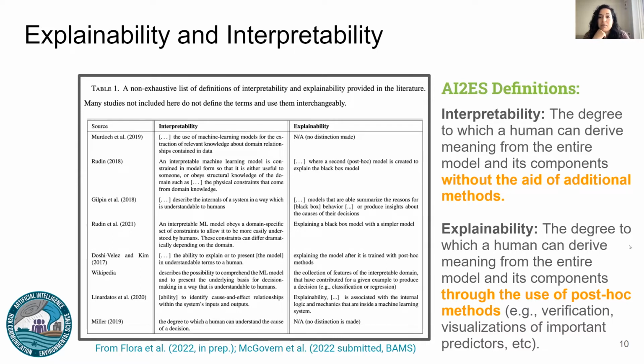Whereas with explainability, that would be the degree to which a human can derive meaning from the entire model and its components through the use of post hoc methods. So such things as verification and visualizations of important predictors. So interpretability is where you can understand the components of the model without aid. The model is standalone, but with explainability, you need to have additional methodologies to understand what's happening within the model.